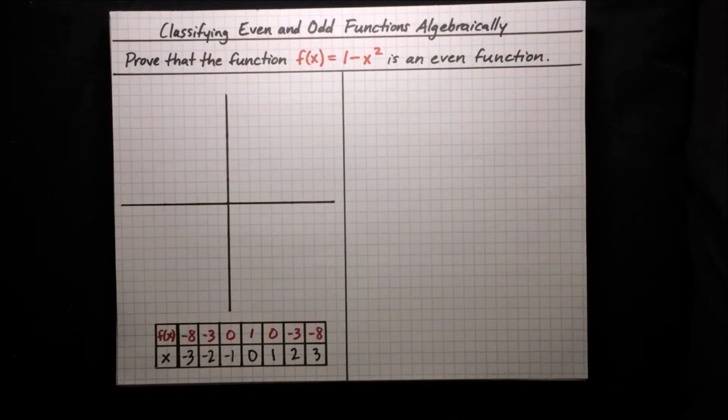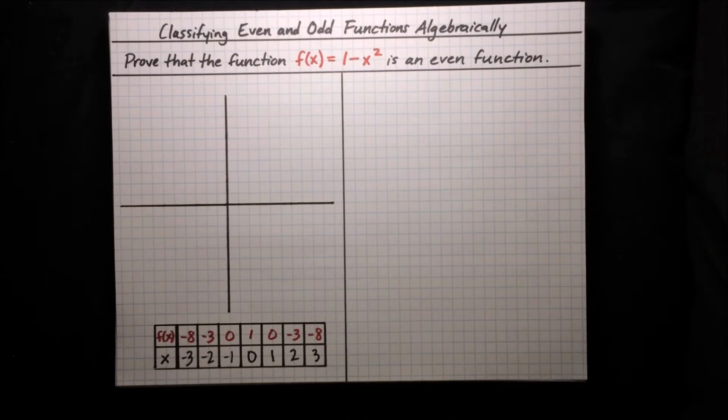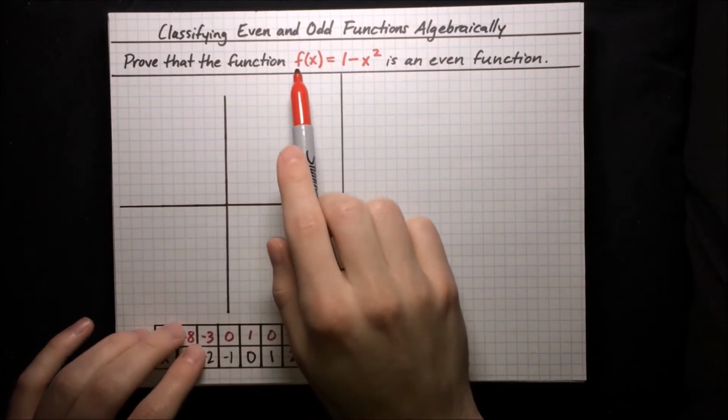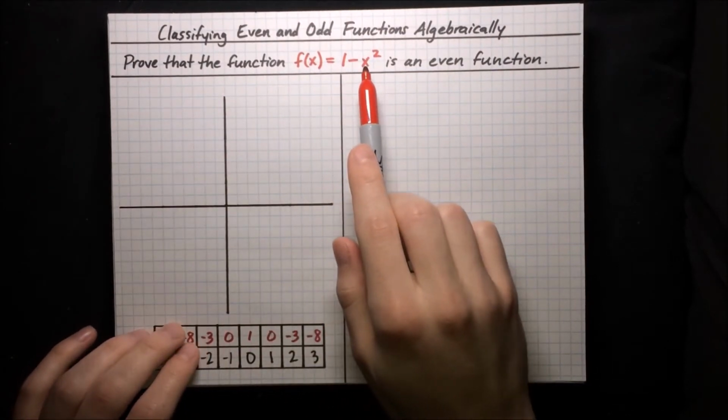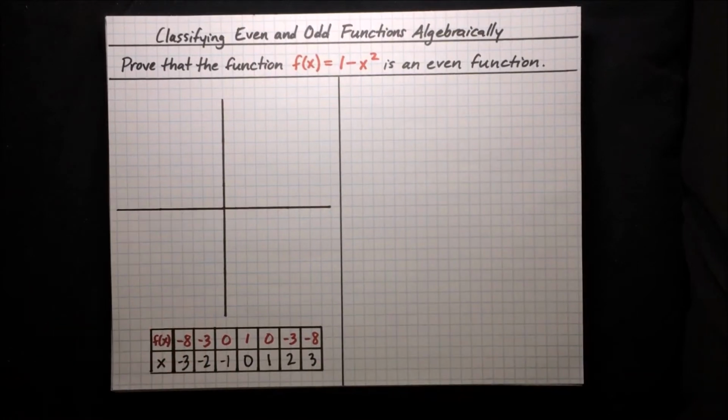In this video, I'm going to show you how to classify even and odd functions algebraically. So first of all, we want to prove that this function f of x equals 1 minus x squared is an even function. Remember, an even function is one that is symmetric about the y-axis.